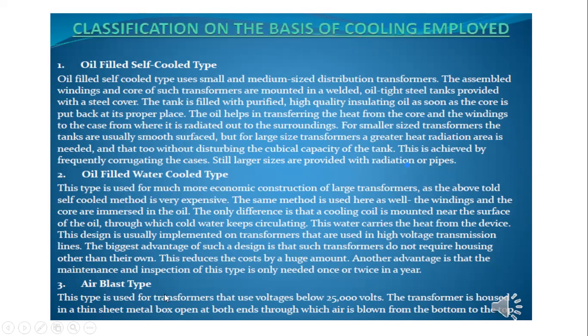Next type is the air blast type. This type is used for transformers that use voltages below 25,000 volts. The transformer is housed in a thin sheet metal box, open at both ends, through which the air is blown and the heat is dissipated.